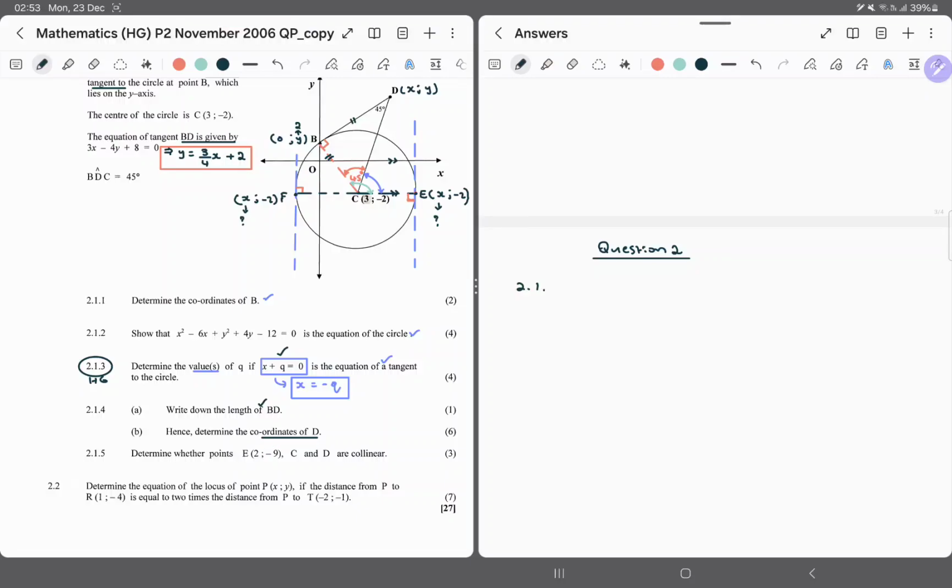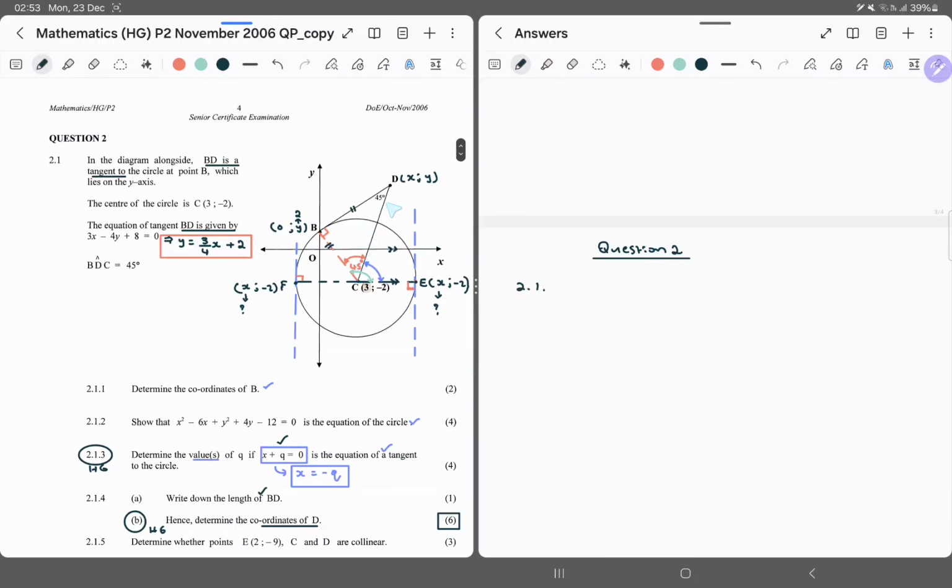Now, we can easily see that this is what we were expecting. A bit of a heavy hitter. Again, a typical higher grade question, because here we need to derive some simultaneous equations. The reason is we need to use Pythagoras to find BD, number 1. Number 2, we already have the equation of BD. We don't even need to find the equation.